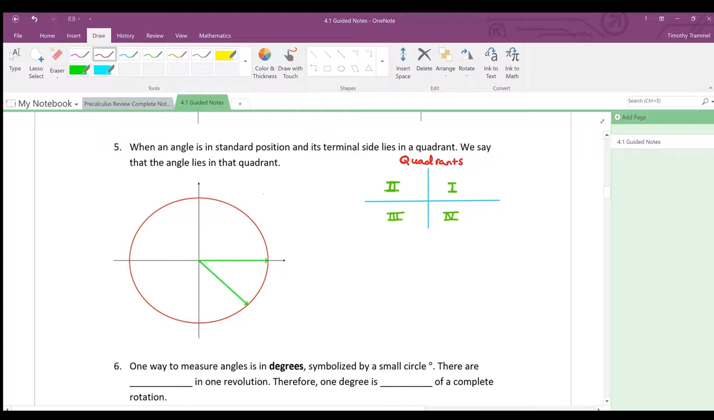Now that we've said that, the way that we would describe this angle that we have here is we would say that it lies in the 4th quadrant. Okay. Let's say, let's call this one phi. So phi lies in quadrant 4.